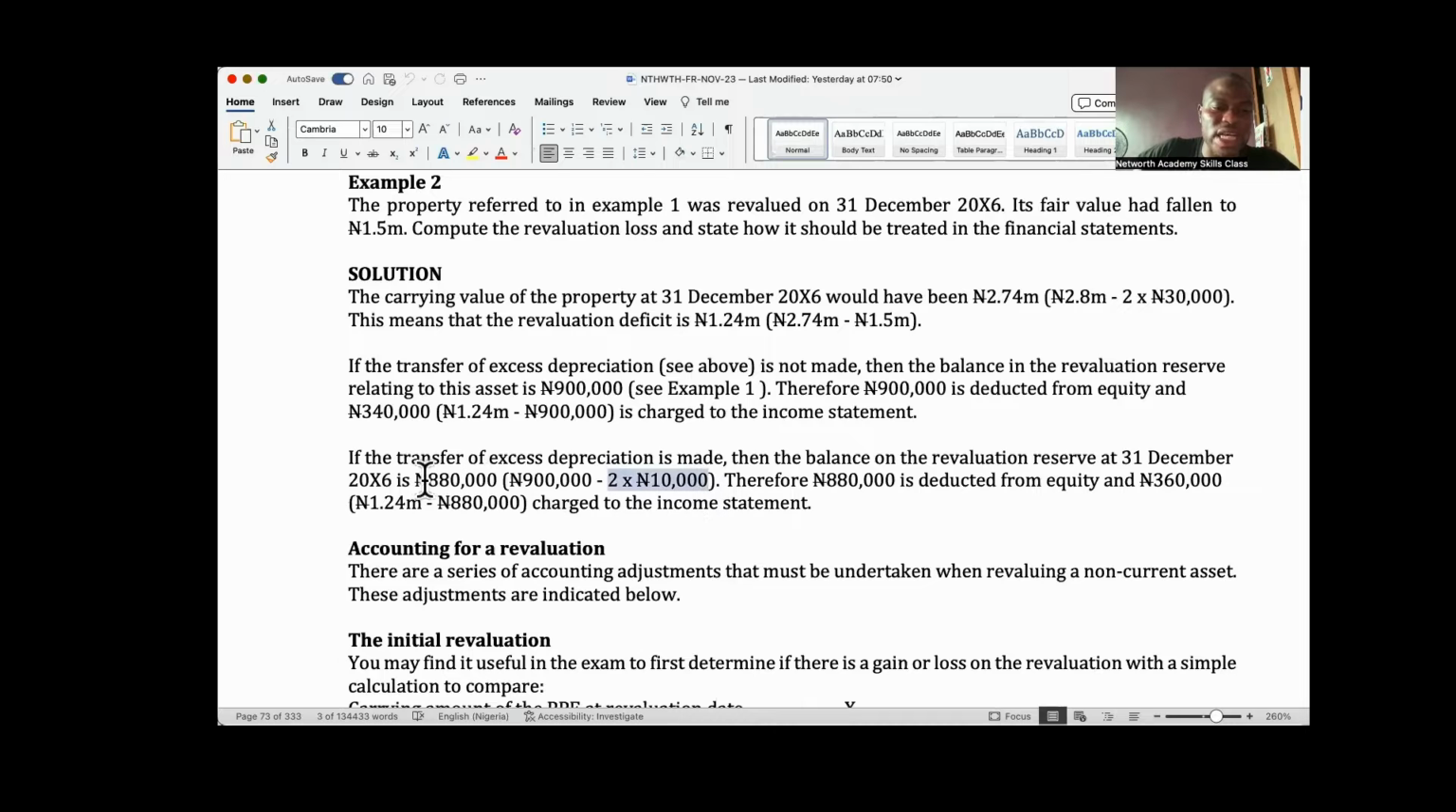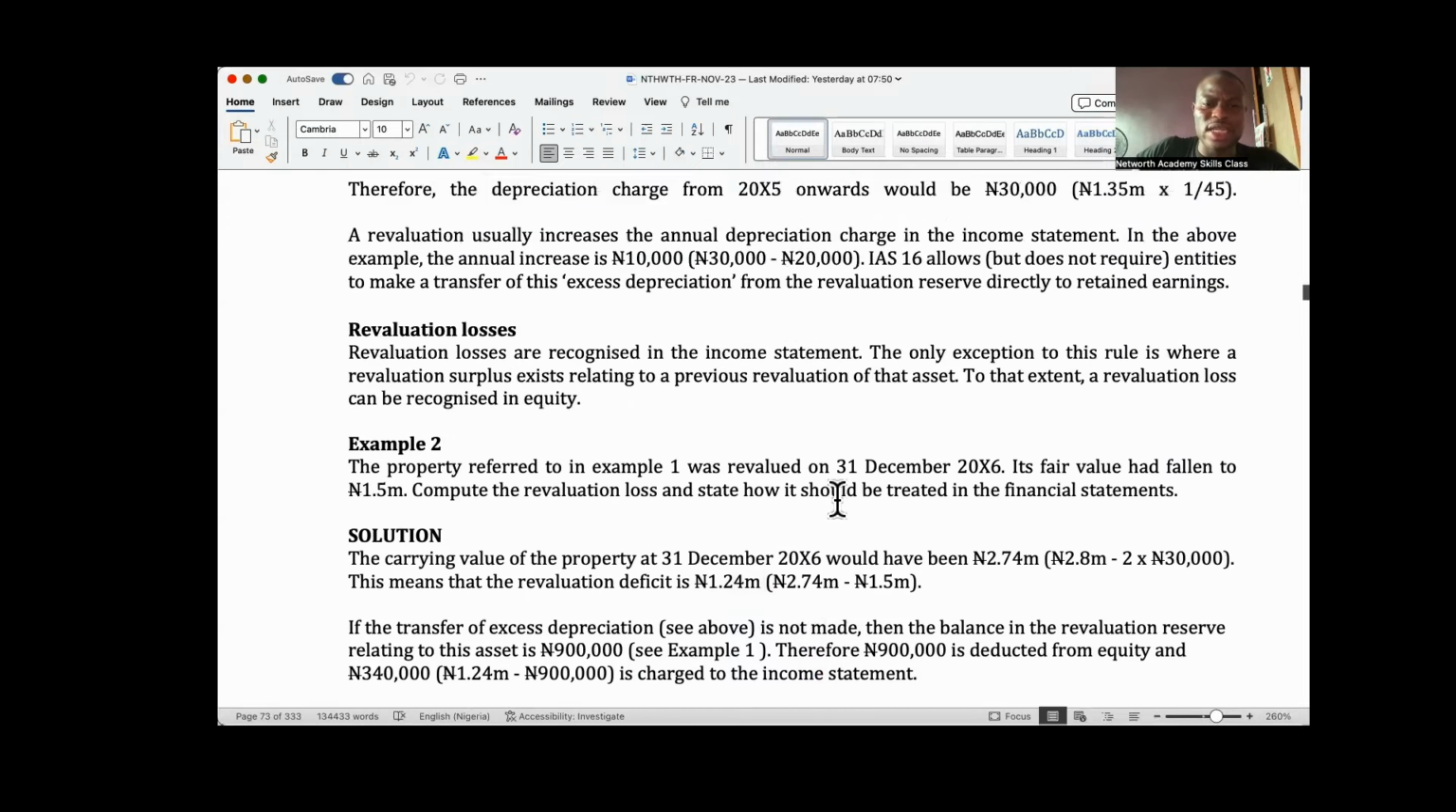That means the balance in our revaluation surplus from that question one will have been 880, which is 900 minus 20,000. In that case, it will have been 880 alone that will have net off against this deficit. Then what will have been recognized to P or L will have been just 360,000, which is the 1.24 million minus 880.